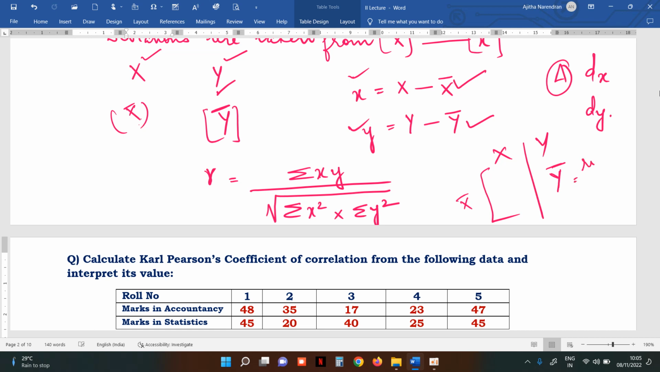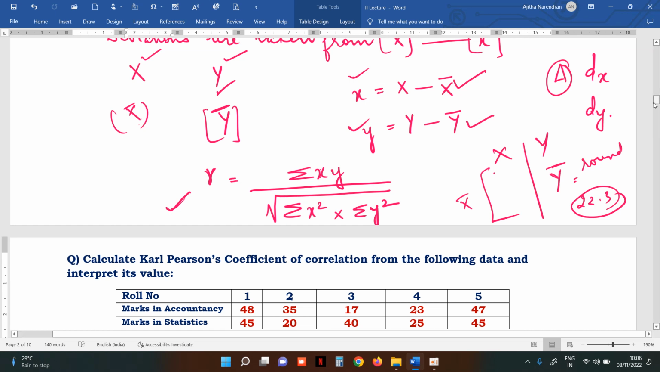If the values are in round figures like 20, 21, 22, you can go for this method. If they are not in round figures but in fractions like 22.3, you can go for the next method, known as the assumed mean method, which we will see later. If it is a round figure, this method is the best method to find the correlation. The formula is very simple. You can see x and y. So how to compute this?